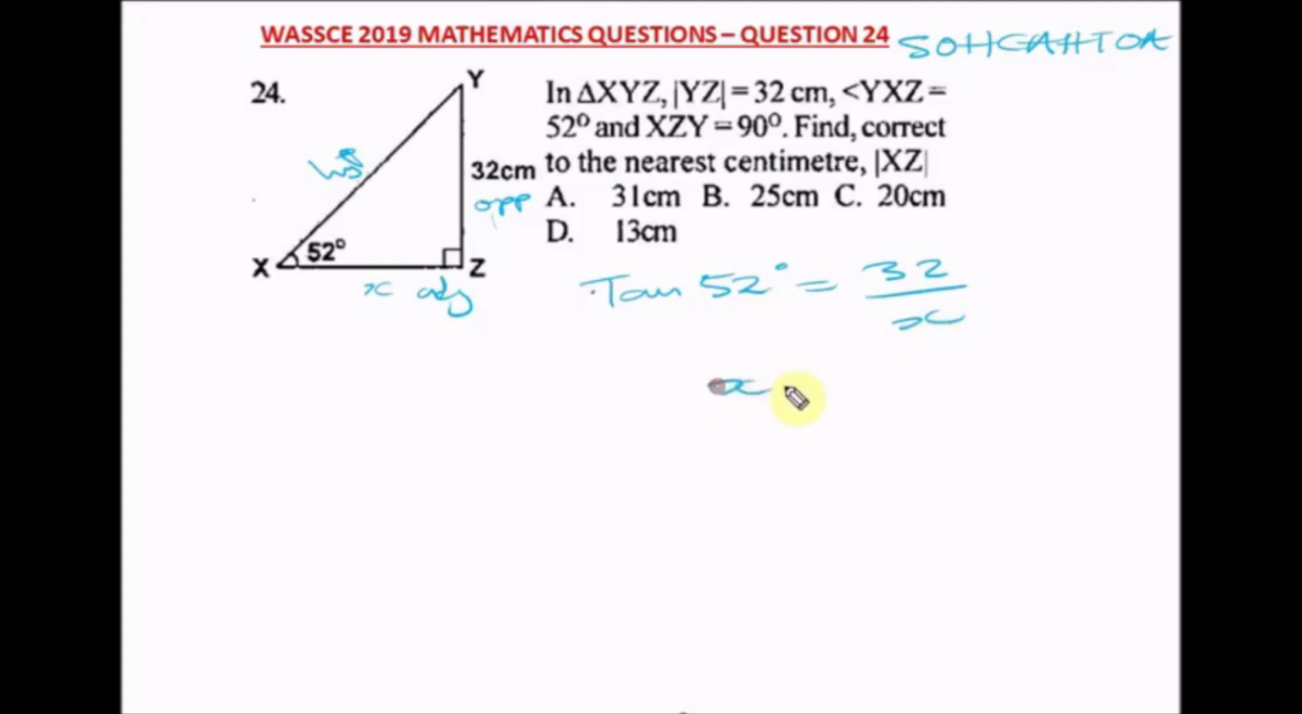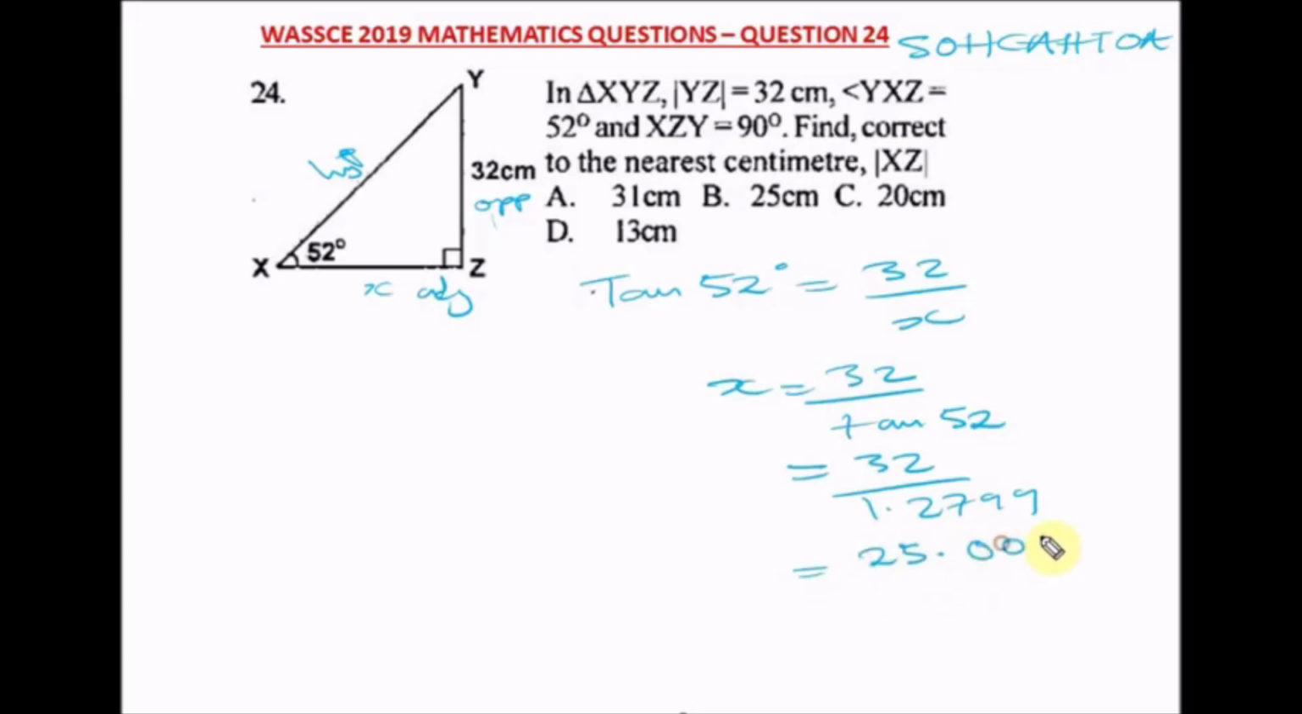So from here we have x is equal to 32 divided by tan 52. So what would this give us? tan 52 is 1.2799. Punching your calculator, and when you divide, we're going to have 25.0019. And the question says find correct to the nearest centimeter. Nearest centimeter will just definitely be, that's our approximation sign. Sorry, let me write it this way, approximation sign. So the nearest centimeter will definitely be 25 centimeters. So this is our answer, and our right option here is option B.